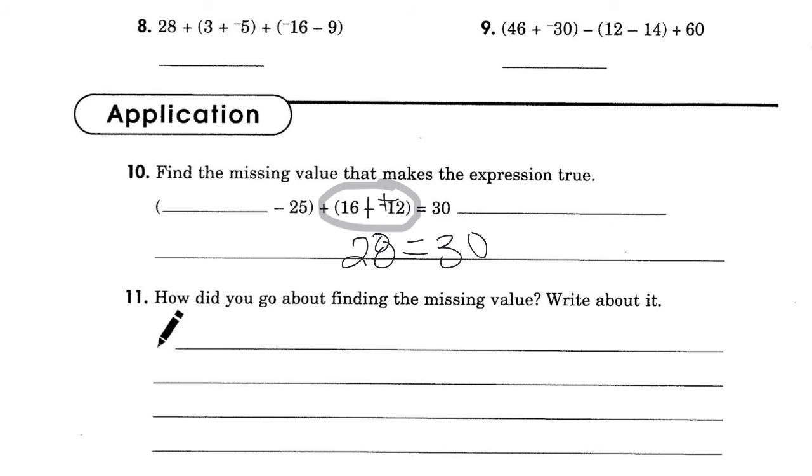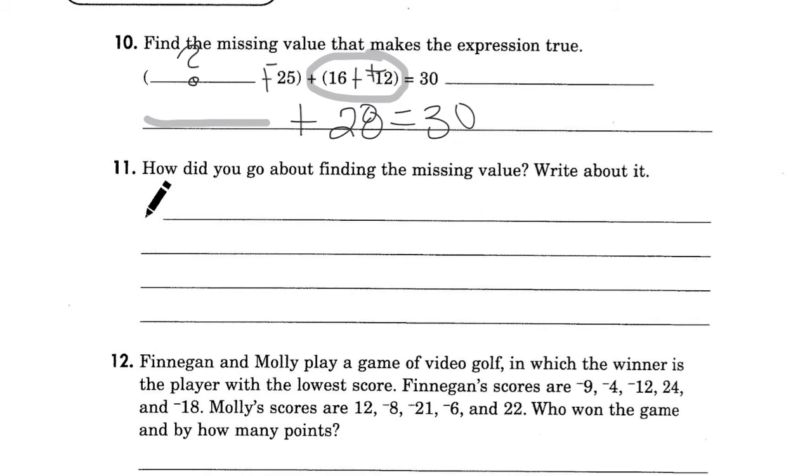So now when you think about it, I have to add something to 28 to get to 30. I have to add 2. 2 plus 28 is 30. So whatever answer I put here plus a negative 25 has to equal 2. So you have to give me what that answer is, and you're going to write that answer here. When you get on problem 11, you are going to tell me how you found it. So you're going to write that out.